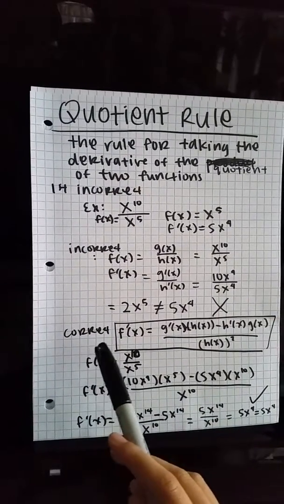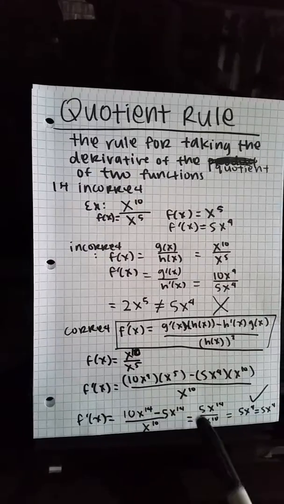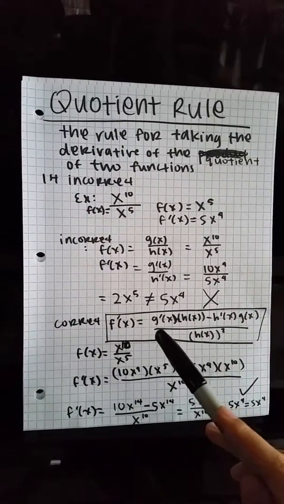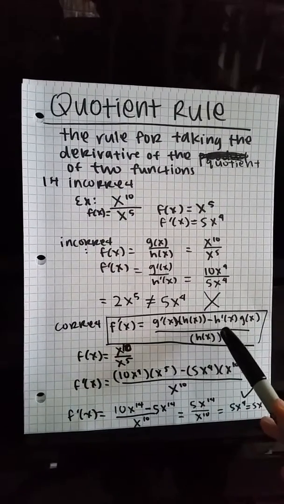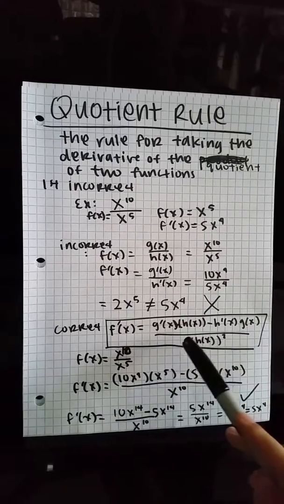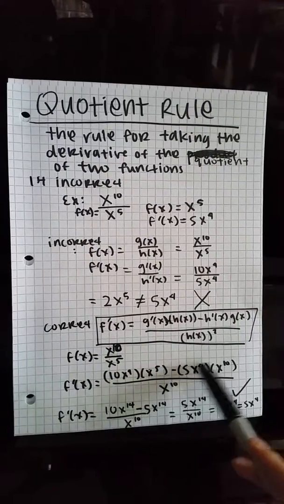And so the correct derivative, the correct quotient rule, is f prime of x equals g prime of x times h of x minus h prime of x times g of x, divided by h of x squared.